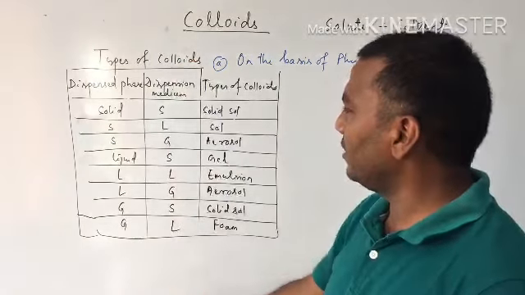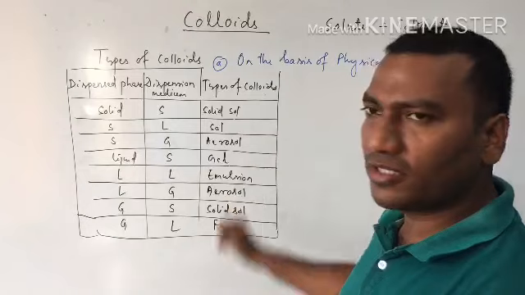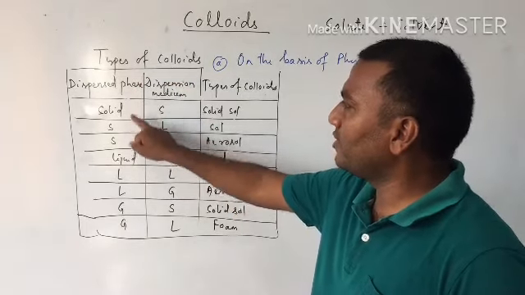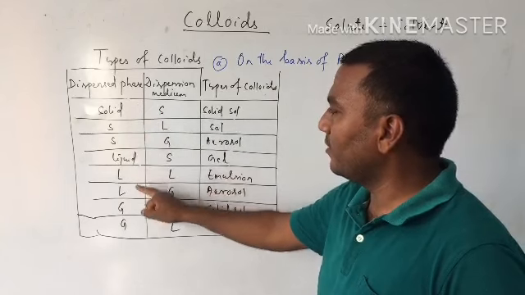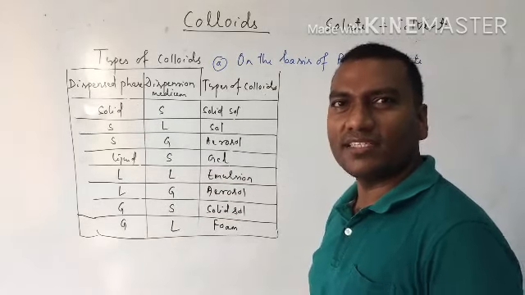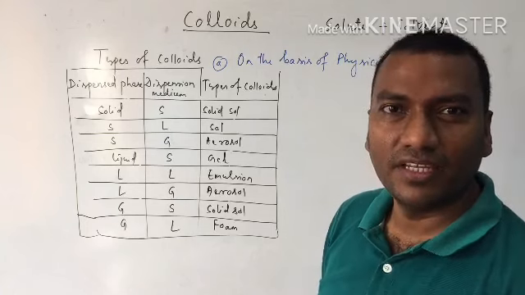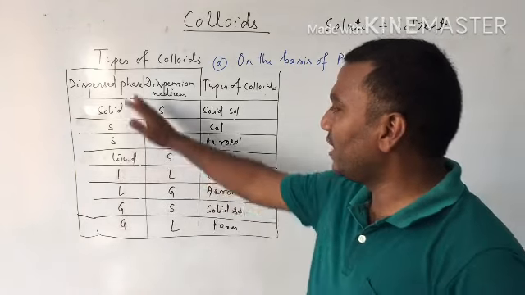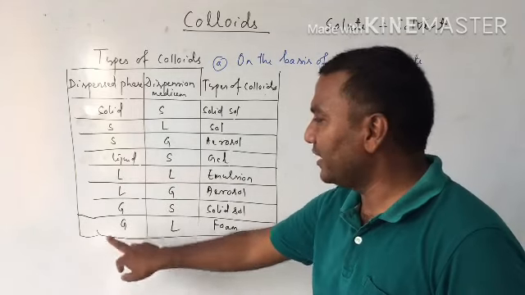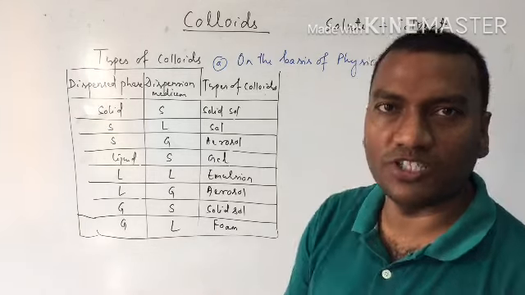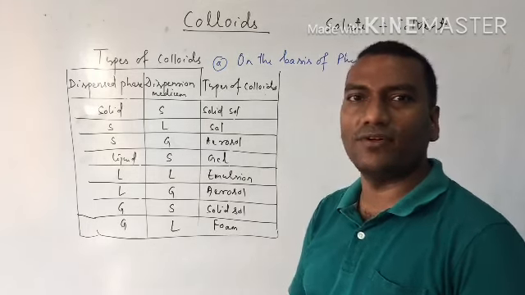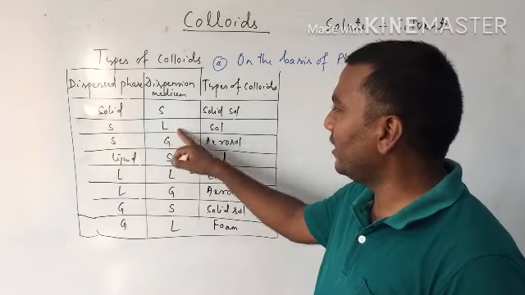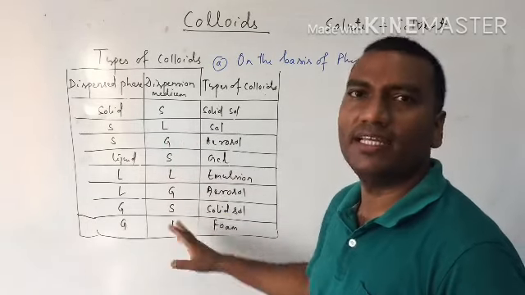Here you see the table also given in the book, with dispersed phase and dispersion medium. The dispersed phase is solid, liquid, gas. You can ask, sir, in solution also we have read this. In solution we have read 9 types. A solution is completely homogeneous in nature, but here it is 8 types because gas can never be heterogeneous in nature. Gas is always homogeneous, that's why gas in gas is not in colloid.